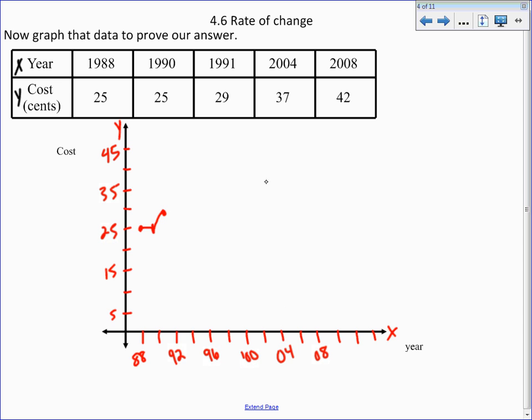And then in 2004, it increased to 37. And this is the one that we were talking about that said it seems like it jumps up a lot, but when we look at how many years it's over and the rate, the steepness of that line, it really is not nearly as steep as this one. And then 2008 was 42, which would be right about here. And you can see that is still steeper than this, not nearly as steep as this point. If we were looking at the steepness in parts of this line, that would be the steepest part of the graph, which would tell us that that is going to be the greatest rate of change.